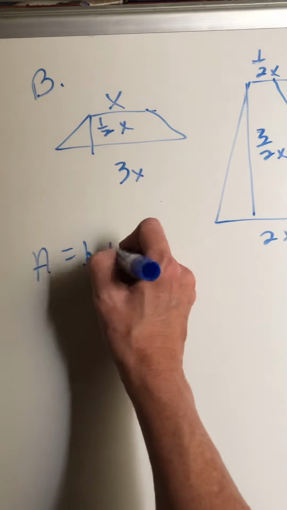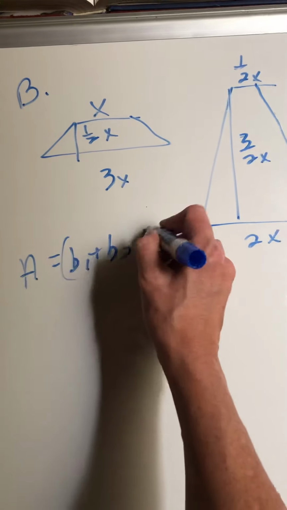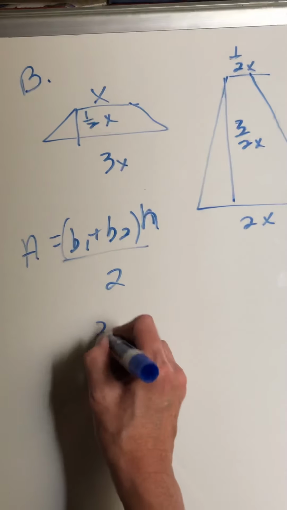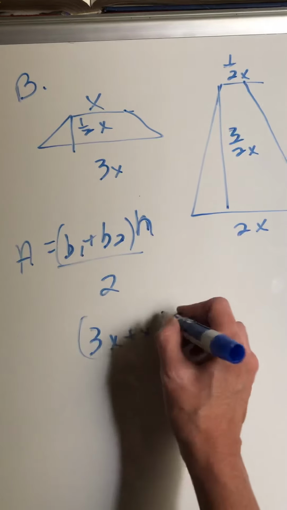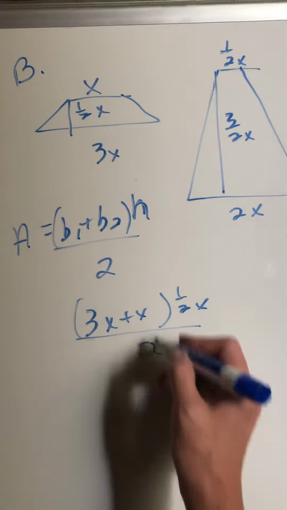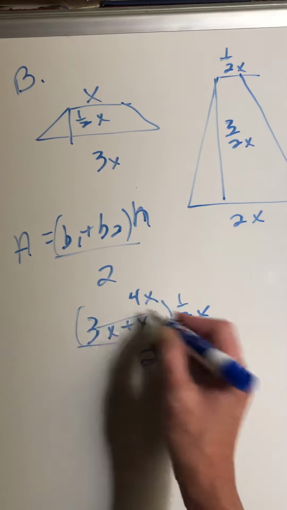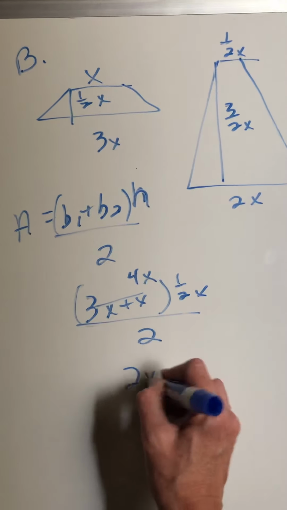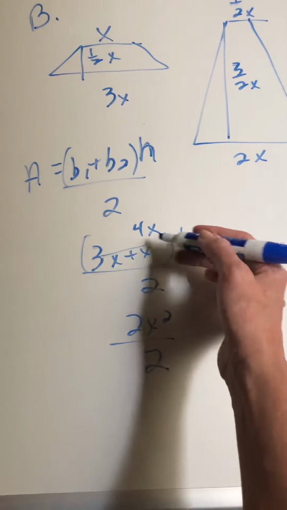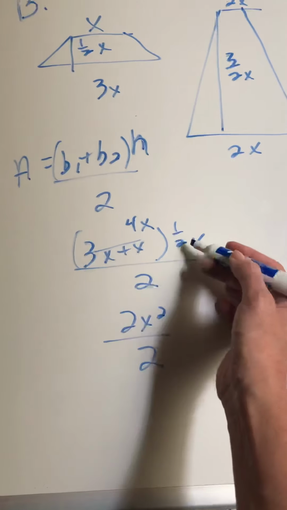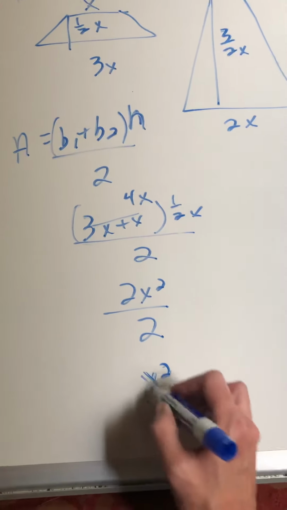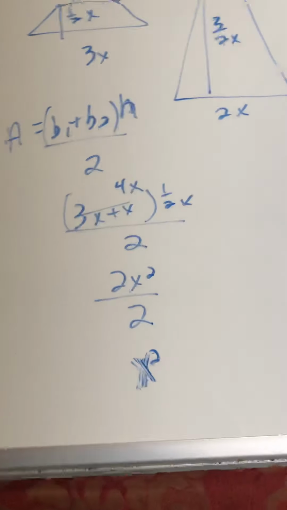Area of a trapezoid is B1 plus B2 times the height divided by 2. So B1 plus B2 would be 3x plus x times the height, which is 1/2 x, all divided by 2. So this would be 4x times 1/2 x. That would be 2x squared over 2, because 4 times 1/2 is 2, and x times x is x squared. So this would wind up being x squared. So the area of the first one is x squared.